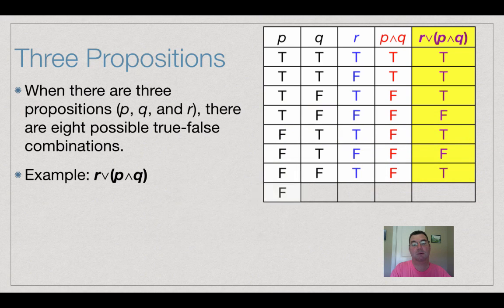All right, and then once you're done, you have the different truth values for R or P and Q. And that's pretty much what you do.